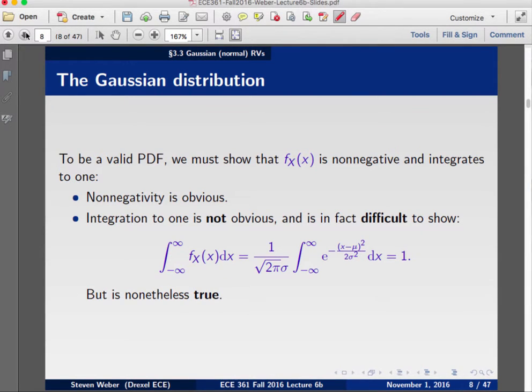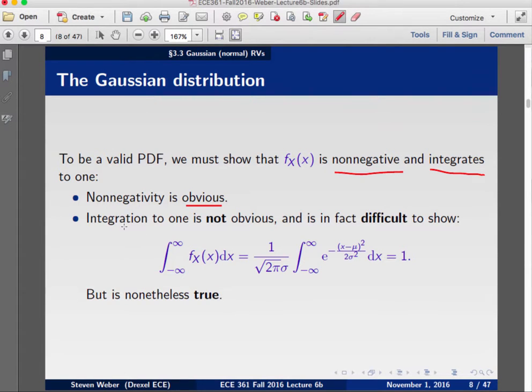So let's now get into some of the mechanics. We know that in order for a function to be a valid probability density function, it must have two key properties. First, it must be non-negative, and second, when you integrate that PDF over its support, that integral must equal 1. Now, the non-negativity of the given normal PDF is obvious from the definition. The exponential function is never negative.